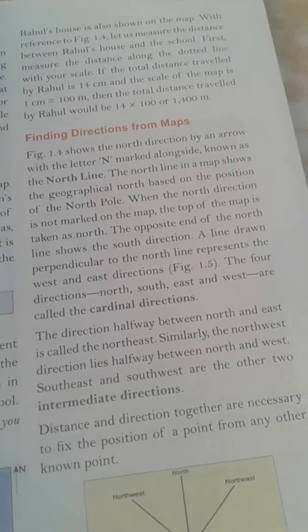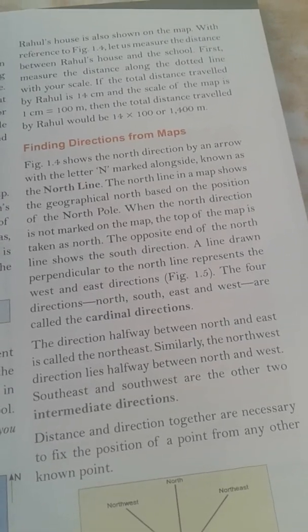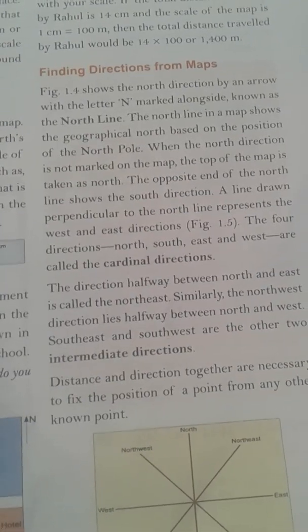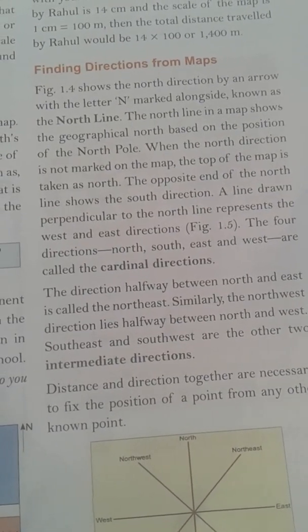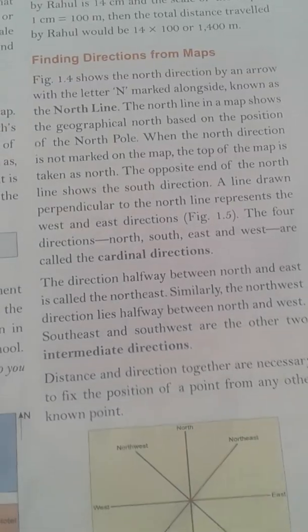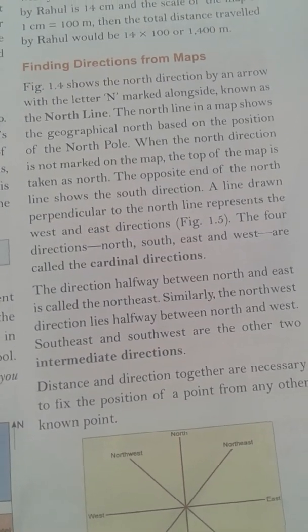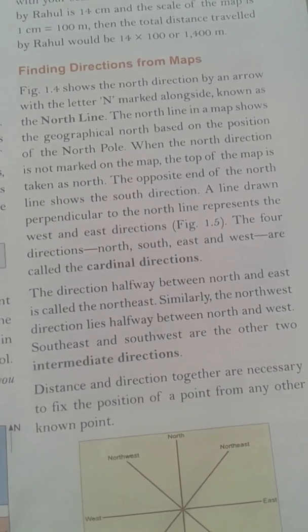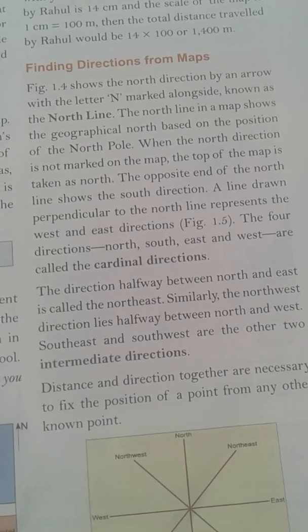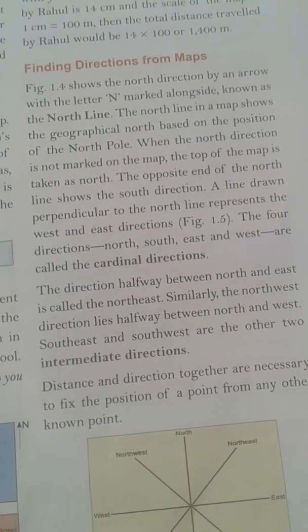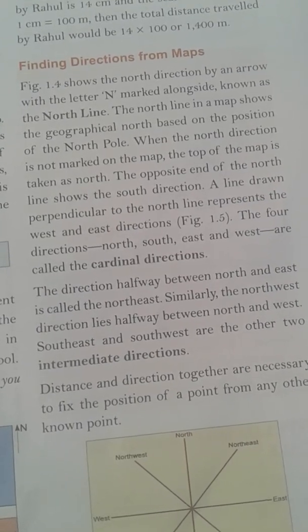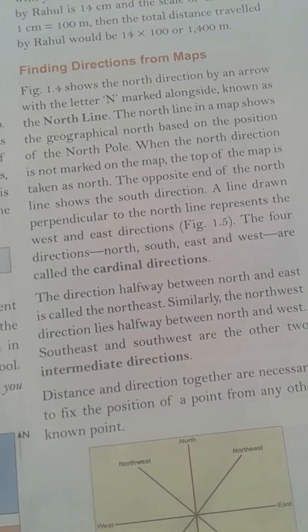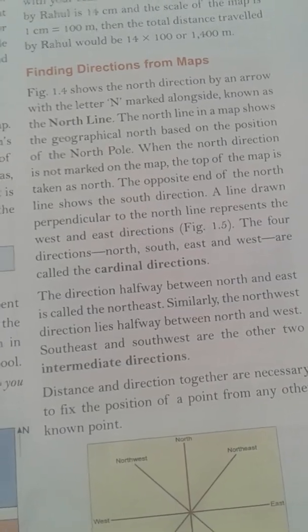Now, intermediate directions. What are intermediate directions? The intermediate directions are halfway between the cardinal directions, like halfway between north and east is called northeast. Similarly, the halfway of north and west is called northwest. The direction between south and east is called southeast, and south and west halfway is called southwest direction.